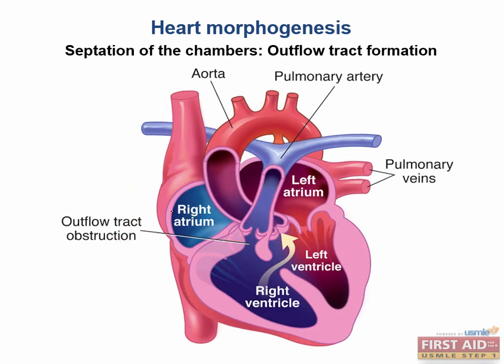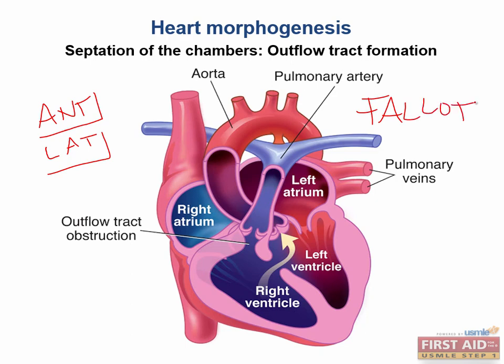Another problem that can happen is that we can have an anterior and lateral displacement of the septum. And this leads to tetralogy of Fallot, shown in this diagram. This poor anterior and lateral placement creates a very stenotic opening to the pulmonary outflow tract. And this leads to the other components of the tetrad. Can you name the other components of the tetrad? So they're on this image, and it's going to help us visualize it.